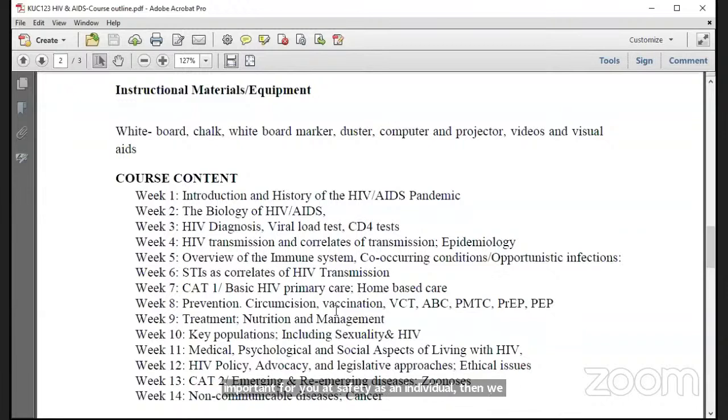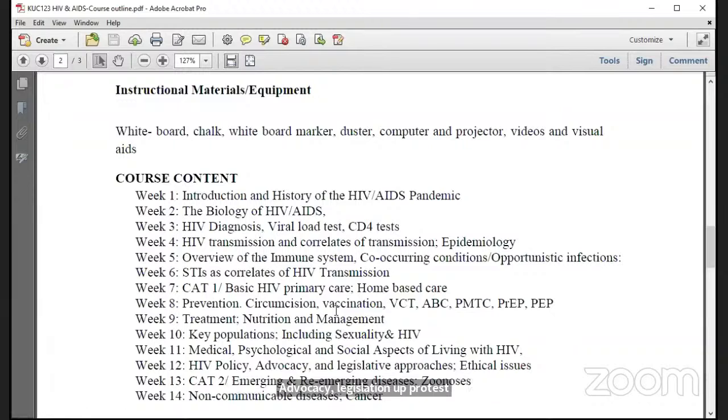Then we have week 11, that is medical, psychological, and social aspects of the virus. So this is more of a social thing, not so complicated stuff there. Then week 12 is policy, advocacy, and legislation approaches.